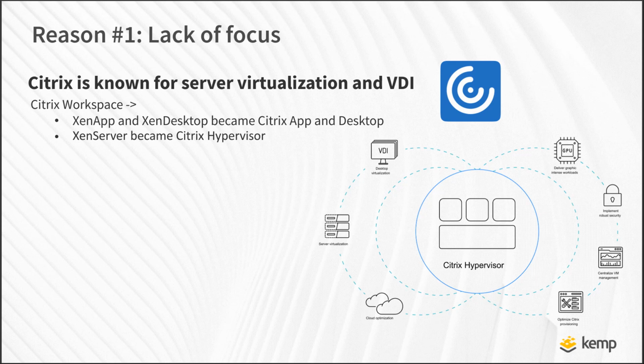Citrix is a large company that is known a lot more for their server virtualization and VDI, virtual desktop infrastructure. They have this Citrix Workspace. What used to be called XenApp and XenDesktop, they made this name change in 2018 also. It has now become Citrix Apps and Desktops. And XenServer, which was their hypervisor, became Citrix Hypervisor. So most of the IT community knows Citrix for Citrix Workspace, this VDI, hypervisor, virtualization technology. And then these other components, such as the Citrix ADC / Netscaler, have really become something to support this virtualization infrastructure and technology.